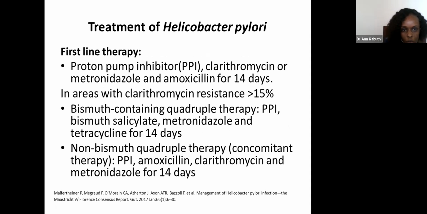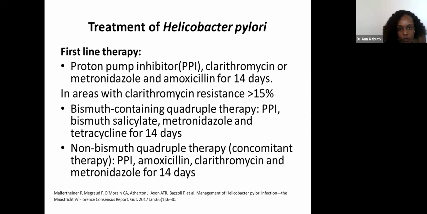So what drugs are available for treatment of H. pylori? The standard first-line therapy contains three drugs. This is first-line triple therapy, and contains a proton pump inhibitor, clarithromycin or metronidazole, and amoxicillin for 14 days.